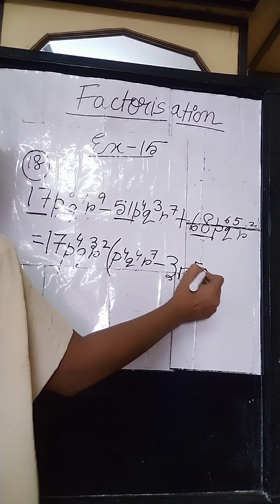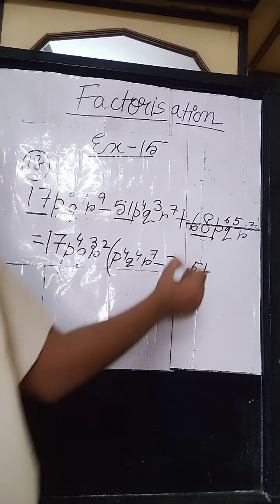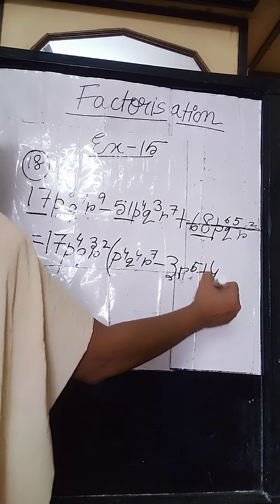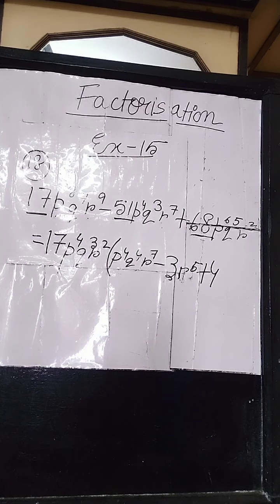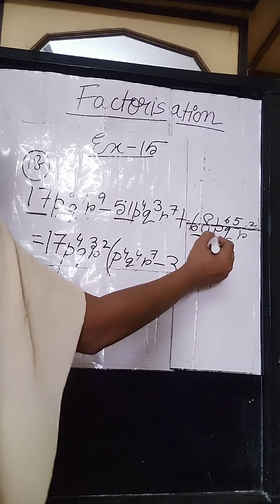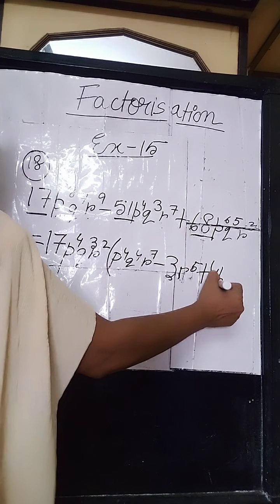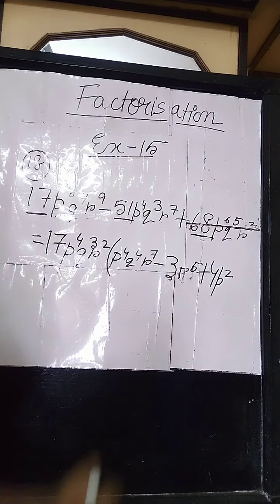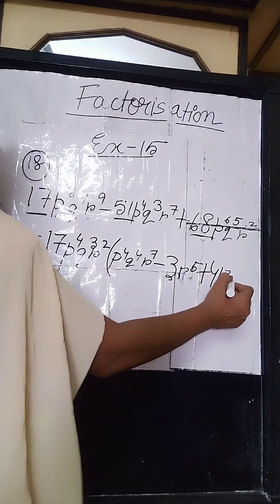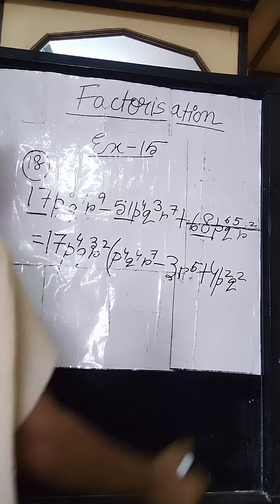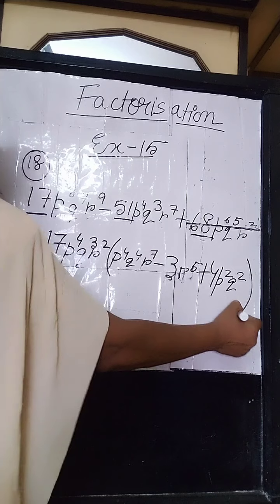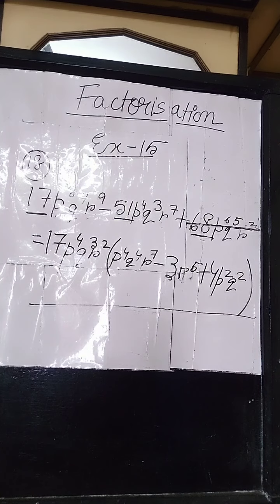R to the power 5 plus 68. 17 fours are 68, so 4 we will write. Then p to the power 6 by p to the power 4, p square. Q to the power 5 by q to the power 3 is q square. R square by r square is 0. So this is the answer of the sum. After taking common, this is the answer of the sum. Sum number 18 this one is.